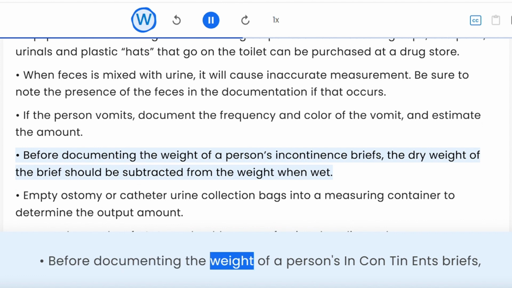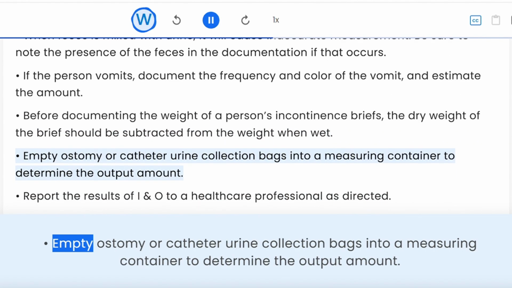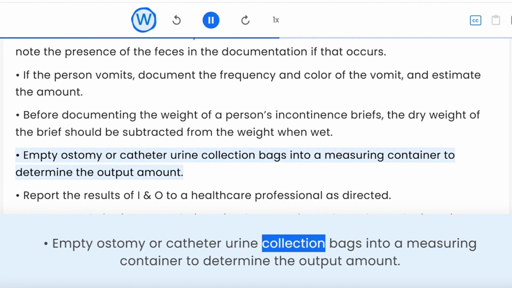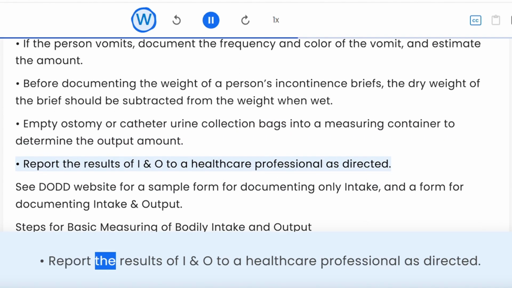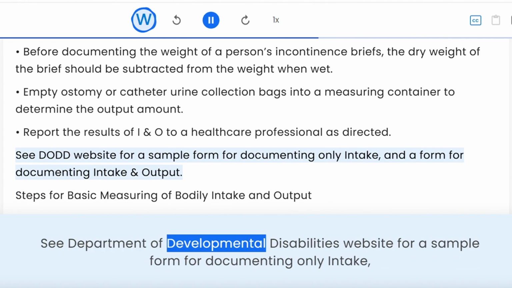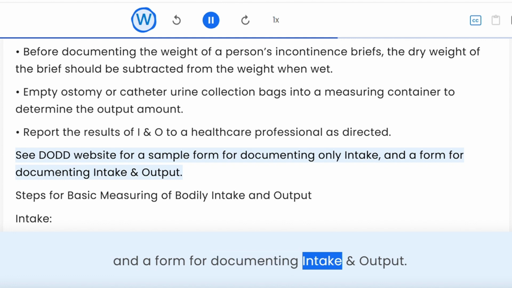Before documenting the weight of a person's incontinence briefs, the dry weight of the brief should be subtracted from the weight when wet. Empty ostomy or catheter urine collection bags into a measuring container to determine the output amount. Report the results of I&O to a healthcare professional as directed. See the Department of Developmental Disabilities website for a sample form for documenting only intake and a form for documenting intake and output.